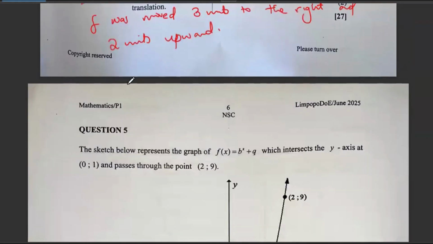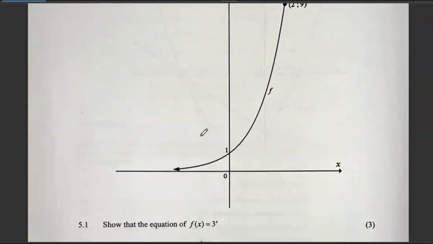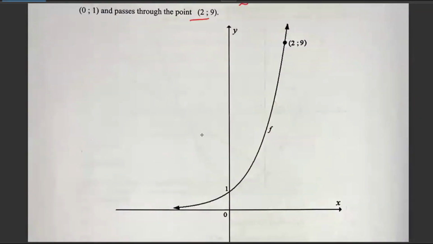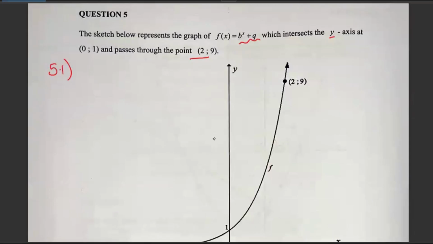Then question number 5. The sketch below represents f of x, which is a b to the x plus q, so this exponential, which intersects the y-axis at (0, 1) and passes through (2, 9). Okay, beautifully drawn. Can we show that the equation of f is that? I like such questions that give you the answer, because we know we can never go wrong with this.